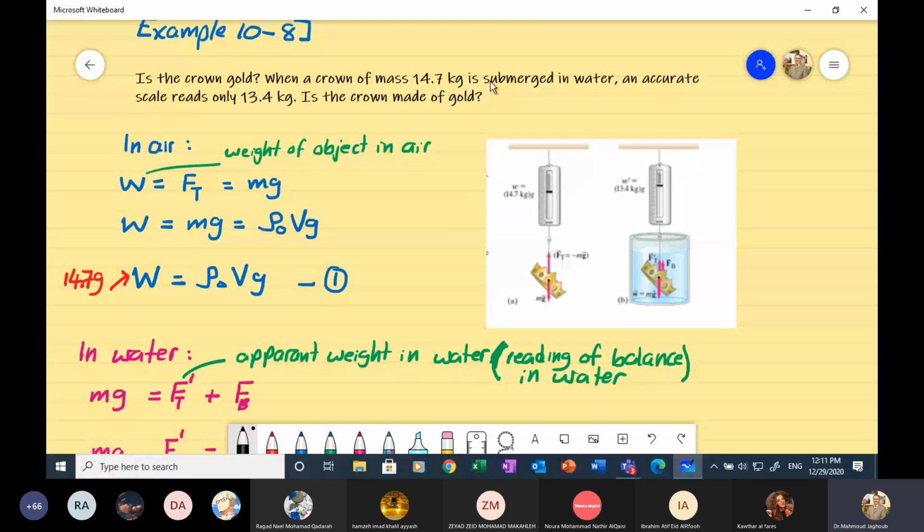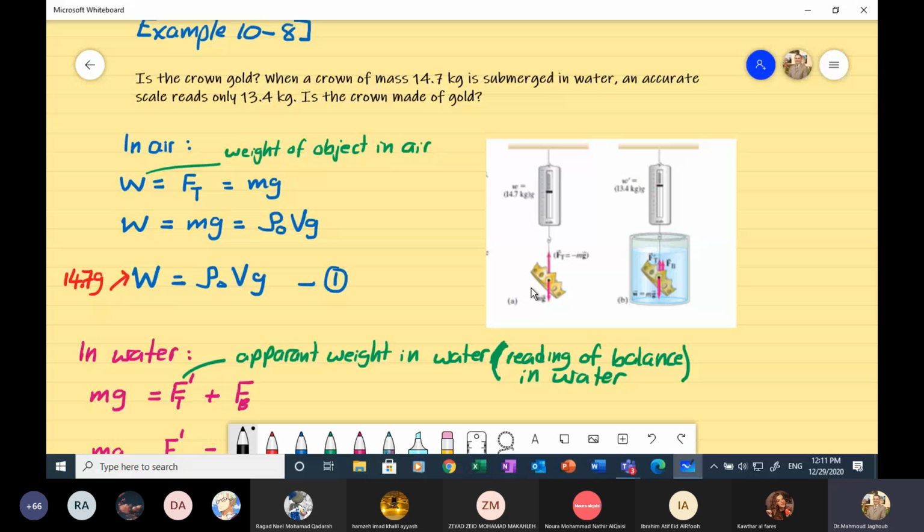This is the weight in air. When it is submerged in water, an accurate scale reads only 13.4 kilograms. If it reads only 13.4 kilograms, it means the weight is less. Right? If we assume g is 10, that means 134 newtons, but in air it was 147 newtons. Tell me, why is the weight that we measure in the water smaller than the weight that we measure in air? Because of the buoyant force.